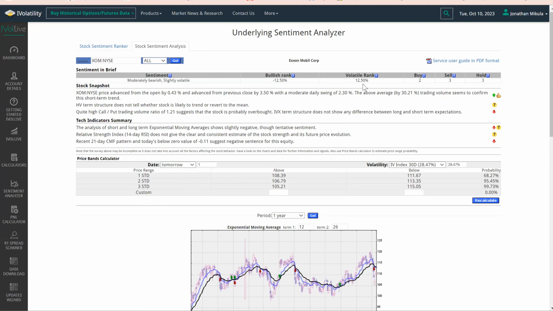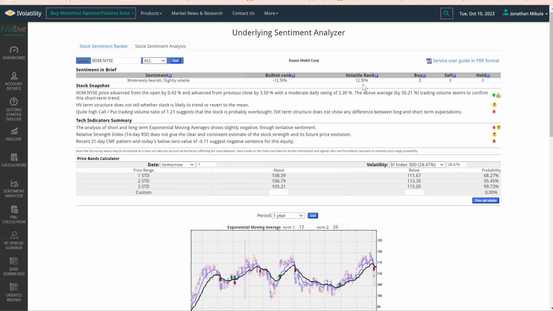So we have 2 buy signals, 3 sell, and 3 hold. So let's analyze each one. Exxon has gone up today by 3.5%, a moderate daily swing. Basically, our system's going to look at the price action and either give you a green arrow or a red arrow, and then it's going to give you a thumbs up or a thumbs down. A green arrow with a thumbs up means that we're seeing strong upward momentum, strong bullish momentum.